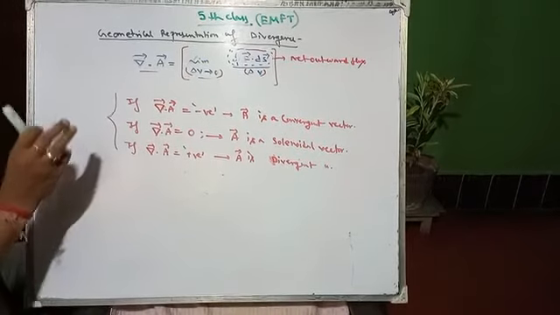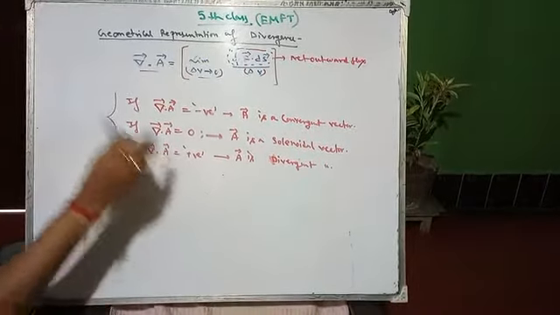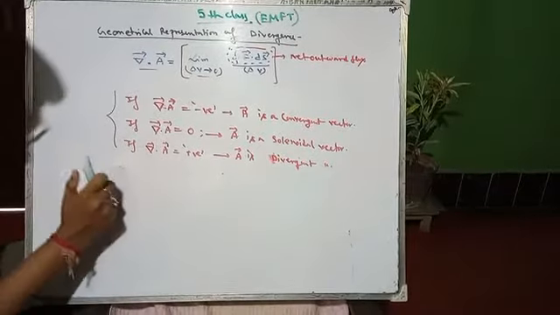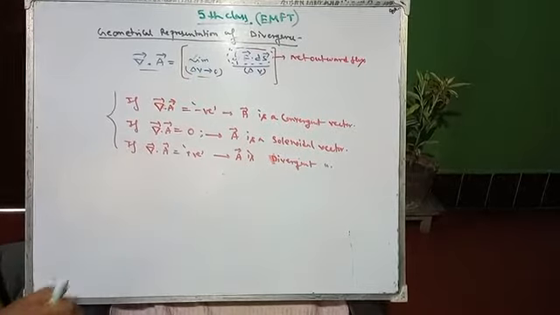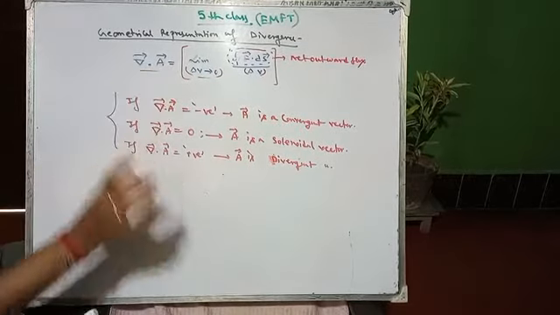Again I am repeating: you can conclude that the divergence of a vector results in a scalar quantity. So divergence of a vector results in a scalar quantity.